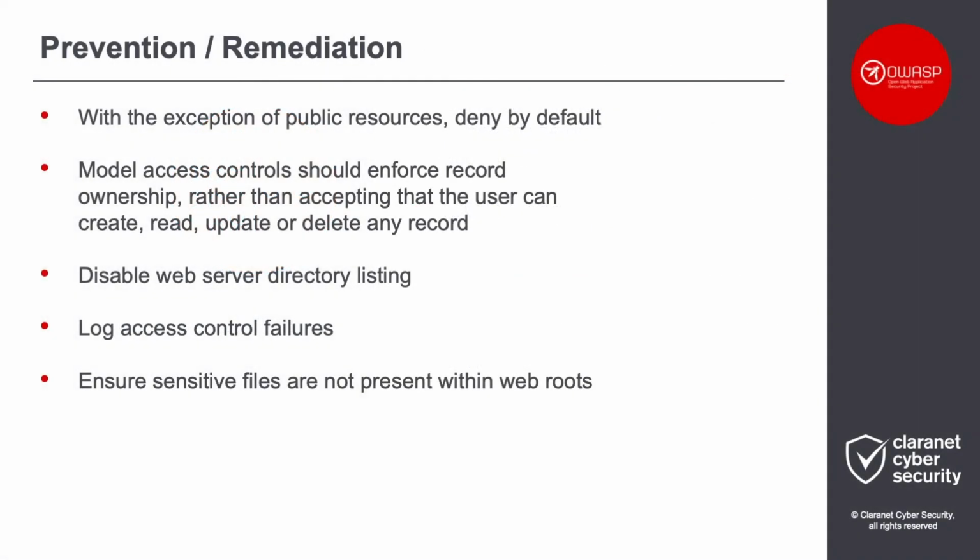So how do we prevent and remediate broken access control? Well, with the exception of public resources, deny all by default. Access control should check record ownership and make sure the user who is trying to read or update the resource actually owns that resource. The web server directory listing should also be disabled. You should be logging all access control failures and also make sure no sensitive files are present within the web root.